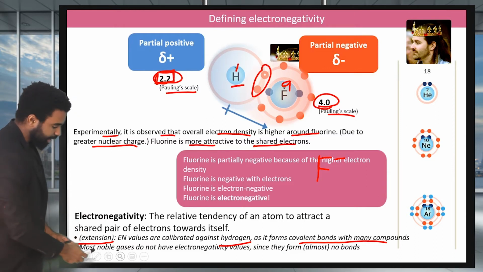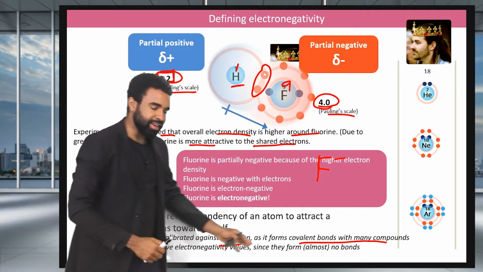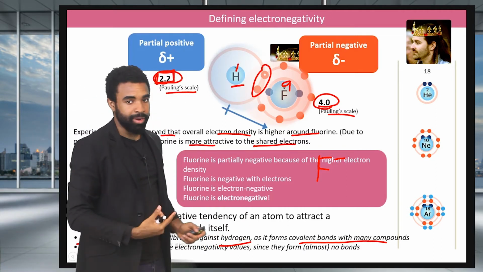Okay, now here's another important fact. Most noble gases do not have electronegativity values. You can think why? Well, because they don't form any bonds.